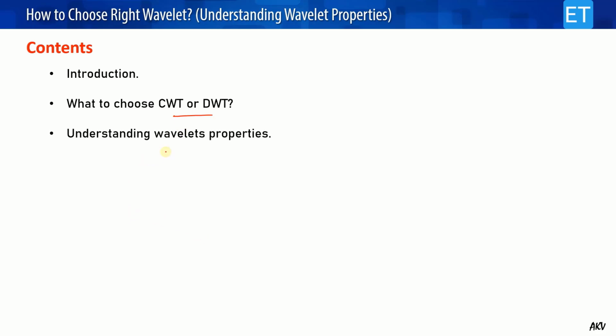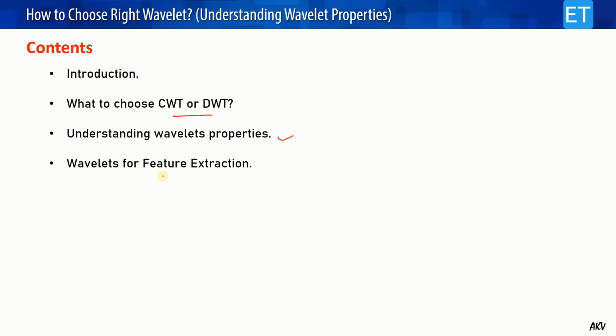Okay, let me show you the contents of this video, which I will cover. First, I will introduce the topic, and then I will explain what type of wavelet transform I should choose, I mean either CWT or DWT. Then I will explain the wavelet properties, which are very important, that will help us to select the appropriate wavelets.